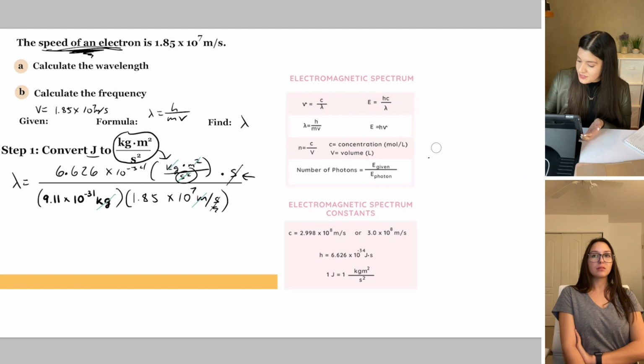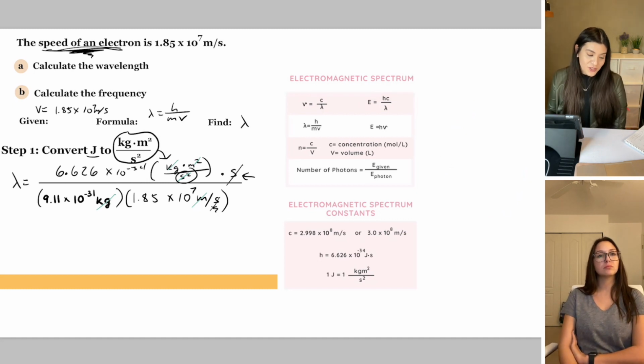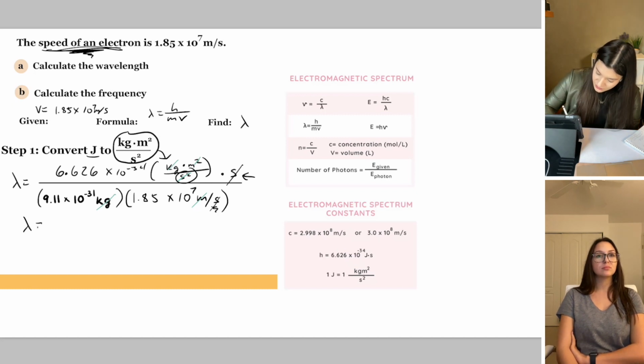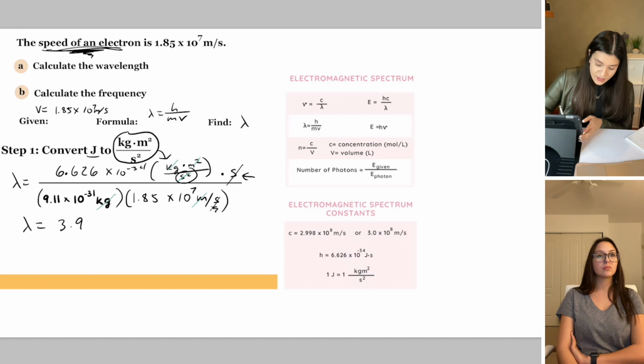I don't expect you to necessarily need to know that. Probably in Gen Chem 2. Actually, yes, in Gen Chem 2 you will, but for right now, no. If I did all of this, this would give us, next page, 3.9315 times 10 to the negative 11th meters.